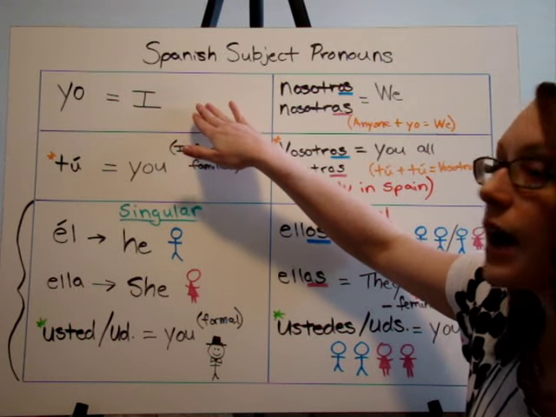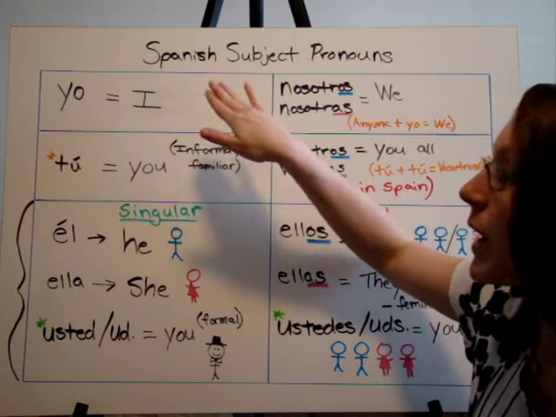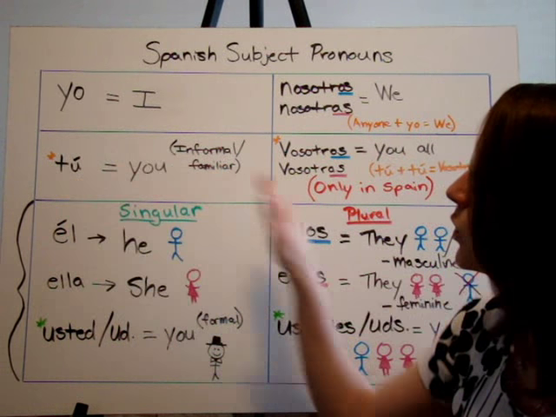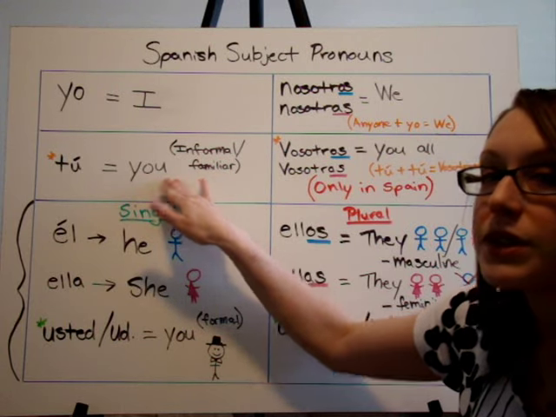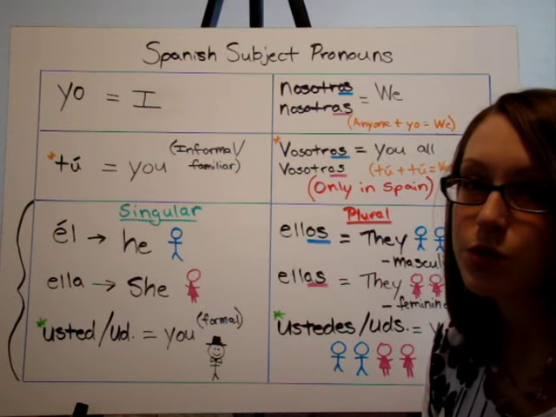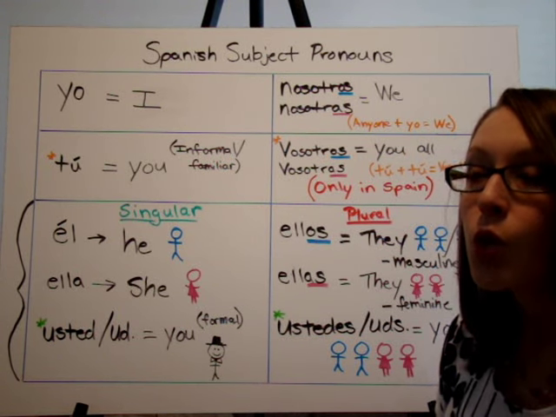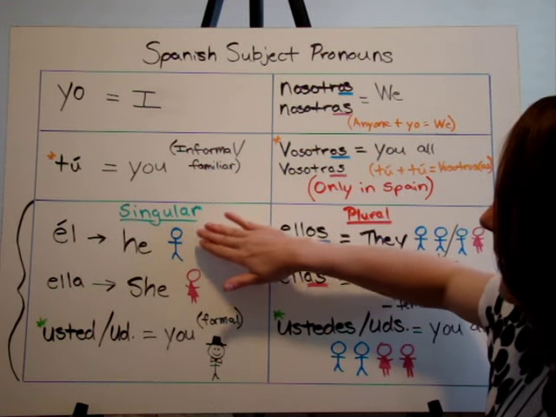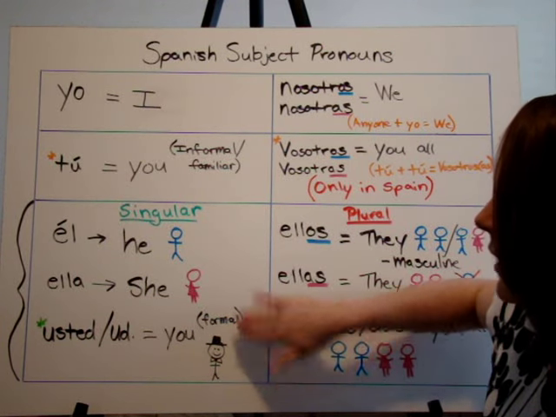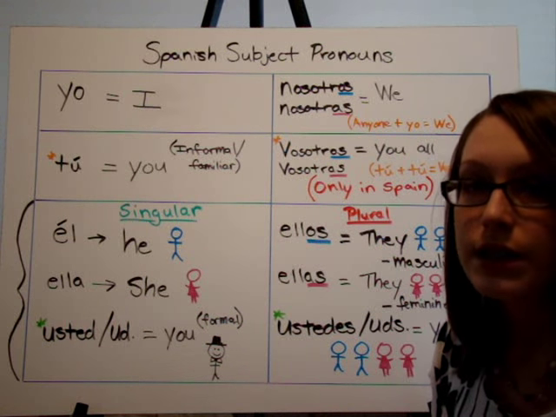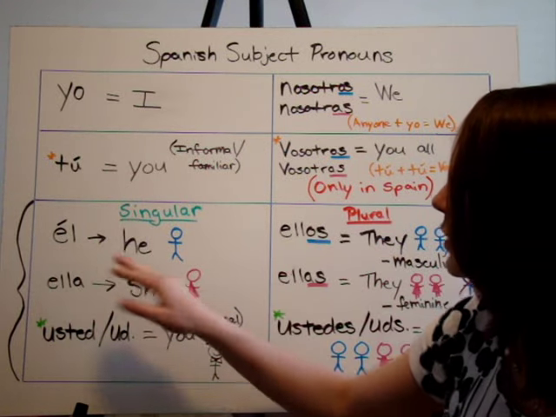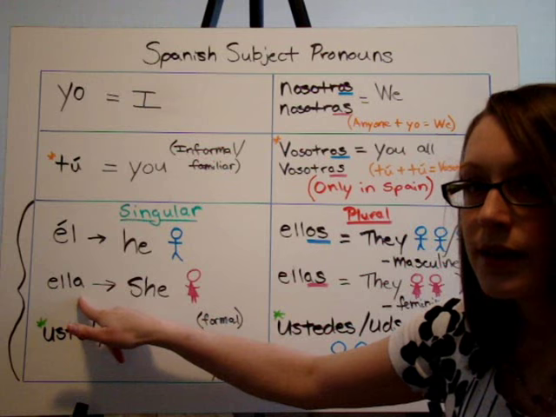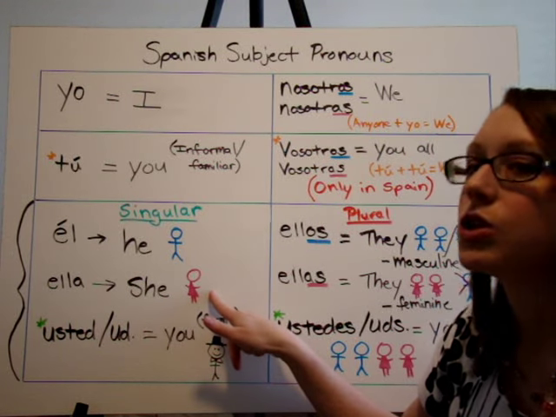Yo, we learned, is I. Yo talks about yourself and only yourself. Then you have tú, which we learned very early means you, but this is informal, so you're going to use this with people that you are very familiar with or that are your own age or younger. Then we have él, ella, and usted. All of these pronouns are the singular pronouns. Él refers to he, one singular, male. Ella refers to she, one singular, female.